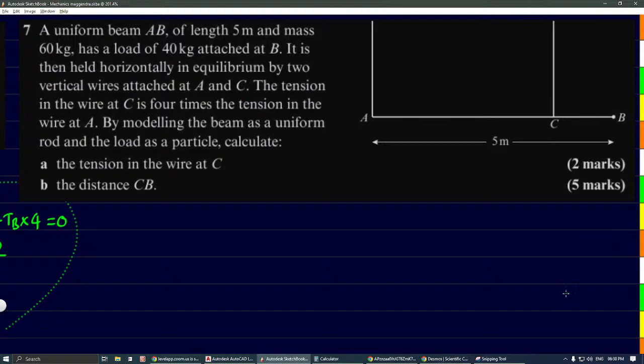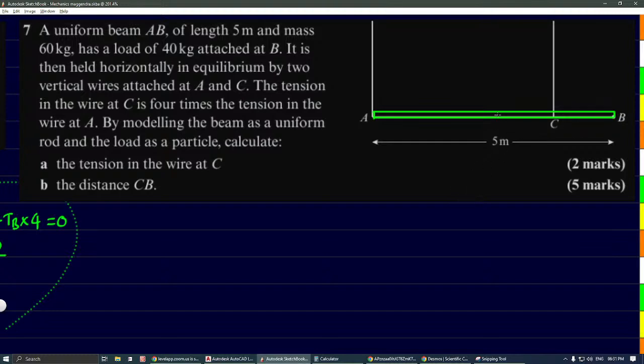Now we have a uniform beam AB. Let's say the beam, let us show it a little thick. We have the beam AB of total length 5 meters, mass 60 kg, with a load of 40 kg attached at B.